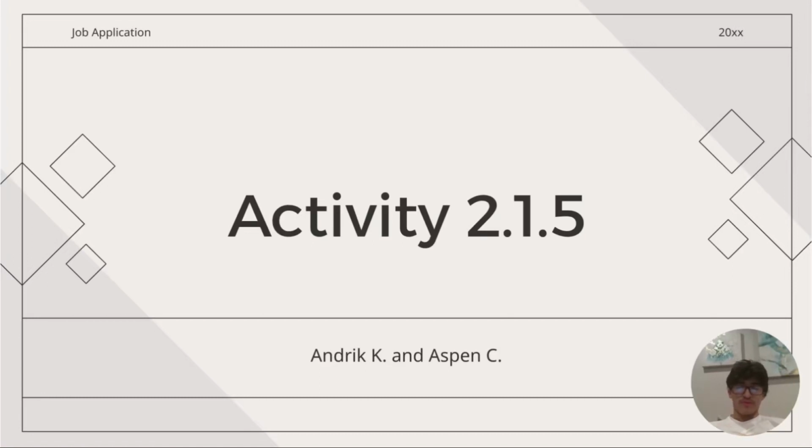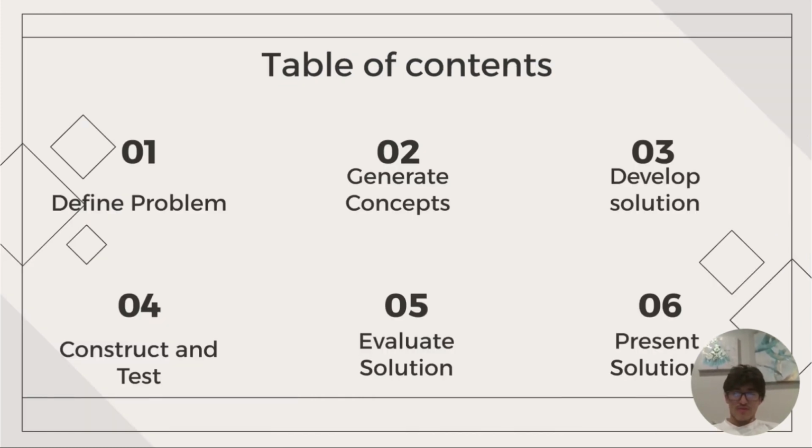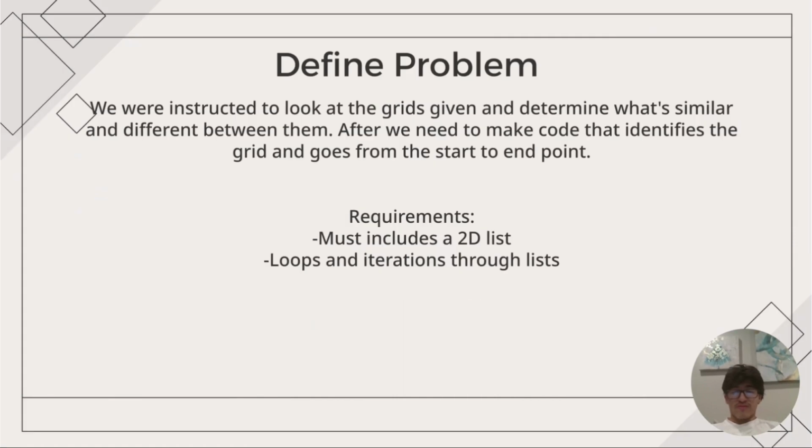Activity 2.1.5 by me and Aspen. Here's our social contract. Here's our table of contents. First, we have to find the problem.